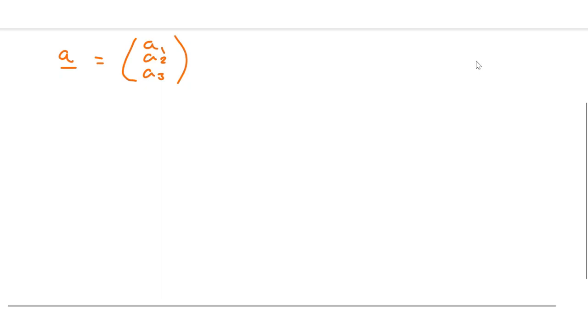So if we have a vector, say A, and A has components A1, A2, and A3. The length of the vector, and the way we conceptualize this, is it will be the length of the line from the origin to this position vector. And how do we calculate that?